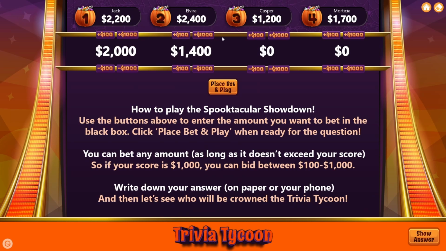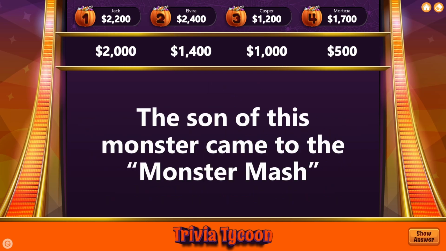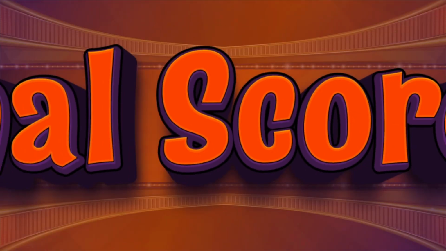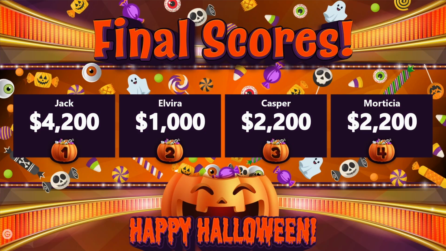You can enter the bet for each player using the 100 and 1,000 buttons to go up or down, and then click Place Bet and Play to show the question and start the timer. For this question, players should write down their answer rather than calling it out. Once the time runs out, check each player's answer and click on Correct if they got it or Wrong if they didn't, and the amount they bet will be added or subtracted from their score. Then click Final Scores to see who is crowned the Trivia Tycoon.